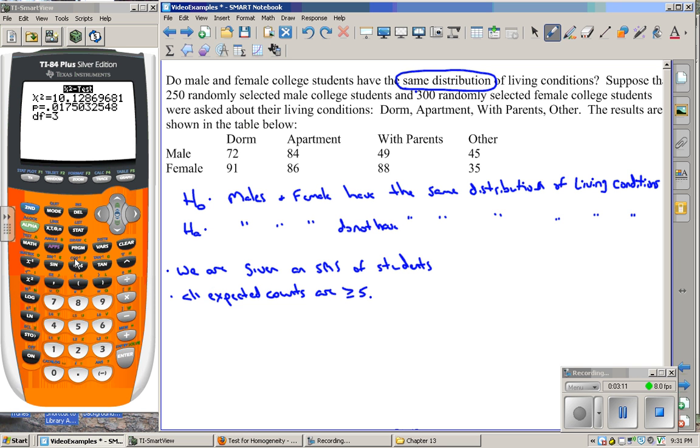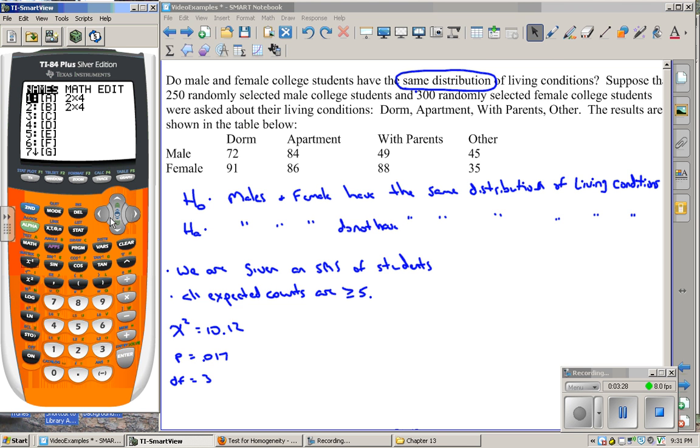Let's take a look at these counts. Now let's go ahead and write them down. So chi-square was 10.12. The p-value is 0.017. And the degrees of freedom was 3. So let's go ahead and look at our expected counts. Second matrix, number 2.